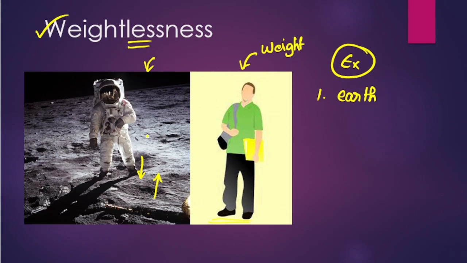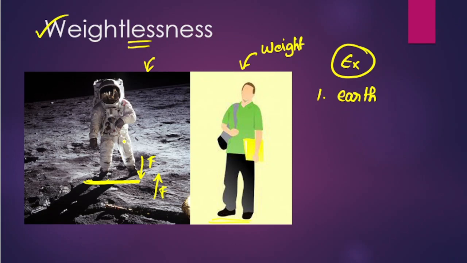Due to which the astronaut is able to feel his weight on the earth, because in both directions some force is acting. Here also some force is acting, here also some force is acting, so it is getting neutralized. So he is able to stand on the surface of the earth and feel his weight on the surface of the earth.